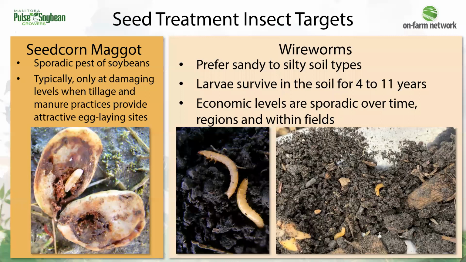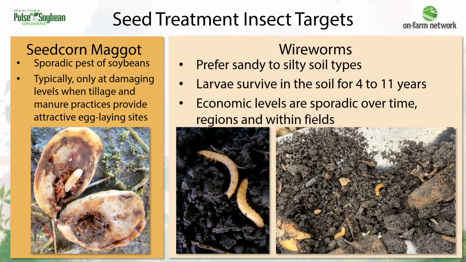And then in terms of insect targets, seed corn maggot and wireworms are controlled by insecticide seed treatments in soybeans. Both are pretty sporadic pests. They only occur occasionally at economic levels in the field. So for seed corn maggot, risk is greatest with recent manure applications and when tillage before seeding incorporates live plants. They also prefer cool, wet soils.